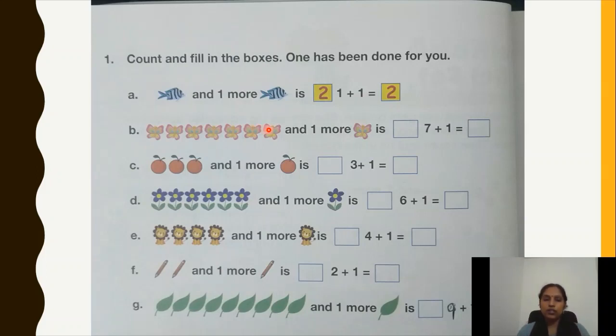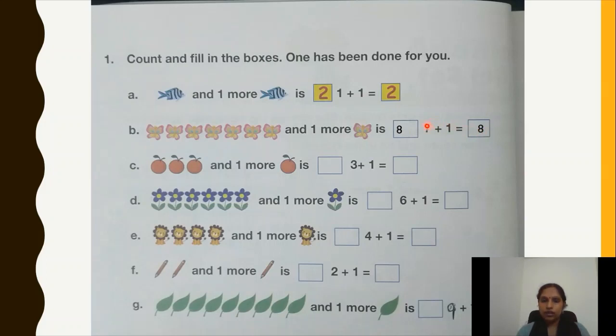Yes. How many butterflies? 7 butterflies are shown here. And what we are going to do? Add one more butterfly. So totally how many will we have? We have 7 butterflies. We are going to add one more butterfly. So totally how many butterflies will we have? 8. Very good. 7 plus 1 gives you 8.